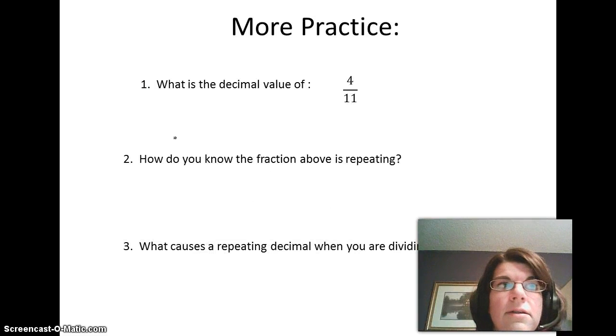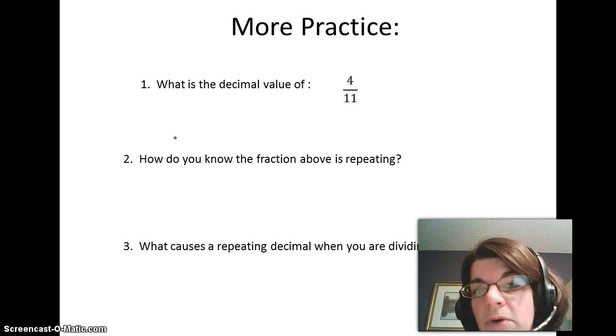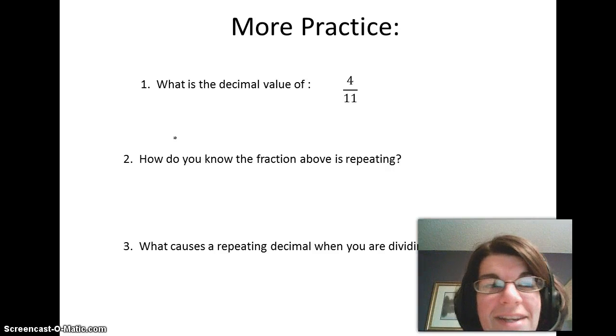And check out these. What I'd like you to do is to figure out 4/11s and answer those questions, and I'll see you back in enrichment.